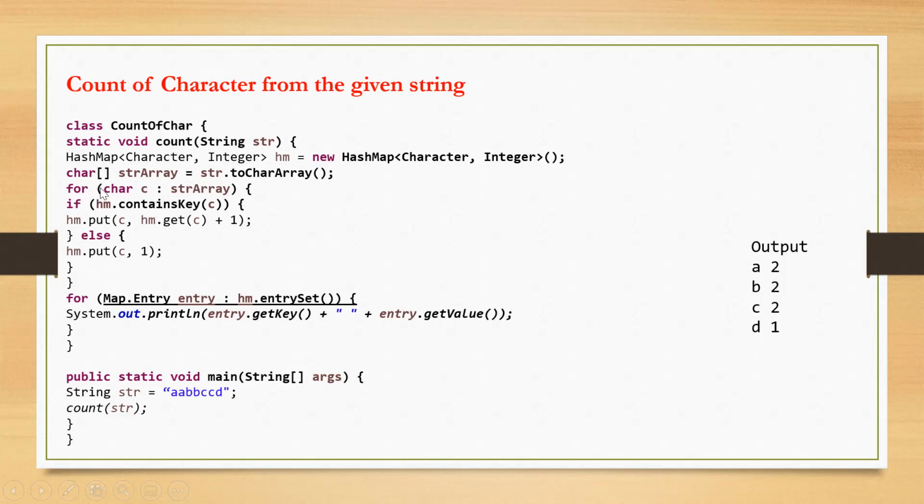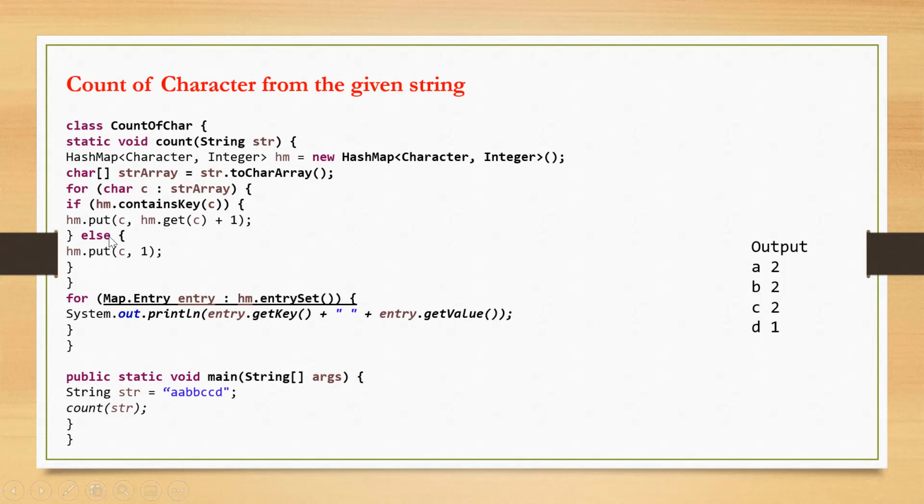Then we have used a for loop. For char c, it will read this character array. And then we will put the condition. Here the logic starts. If the hash map contains that character, then we increase the count by 1. If any character occurs, just increase the count by 1. Let us assume a is there, which occurs 2 times. So if this character occurs again, we increase the count.